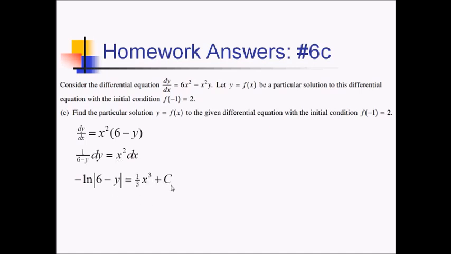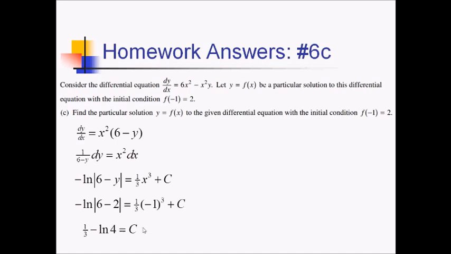And now to figure out my c value, I have to plug in my initial condition of negative 1 comma 2. So on the left side, I've got negative ln of 6 minus 2 in absolute value, although we don't really need it at this point. Over on the right side, this is 1/3 negative 1 to the third power plus c. So on the left side, this is negative ln of 4. On the right side, this is negative 1/3. Let me just add 1/3 over to the left side to get c alone. So that's going to be 1/3 minus ln of 4.